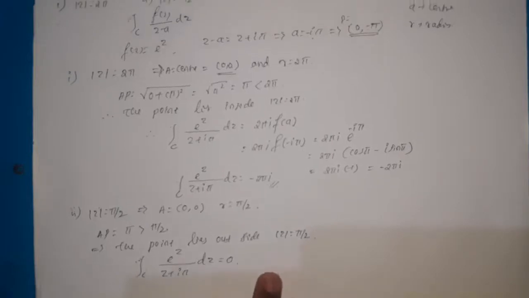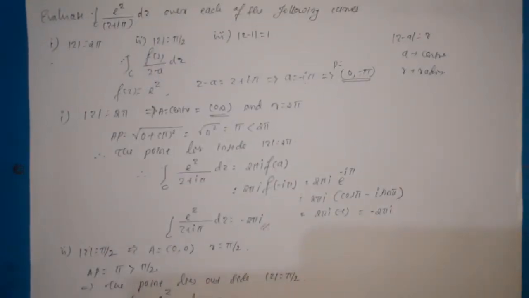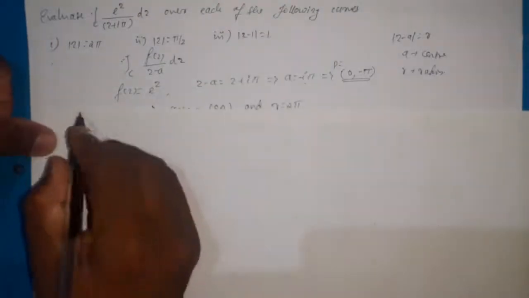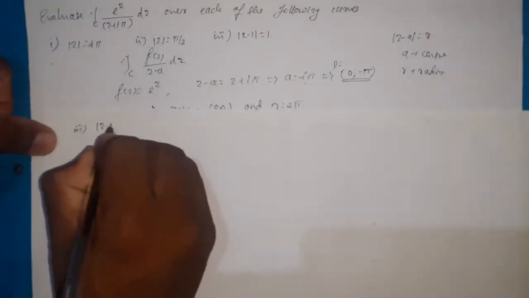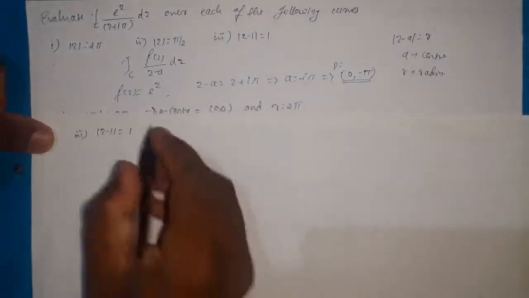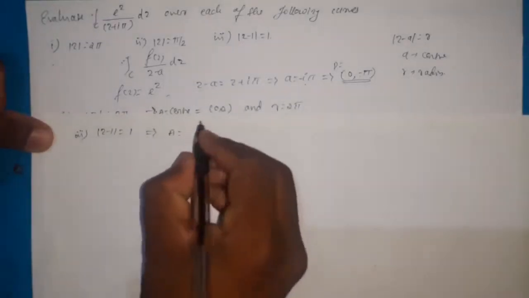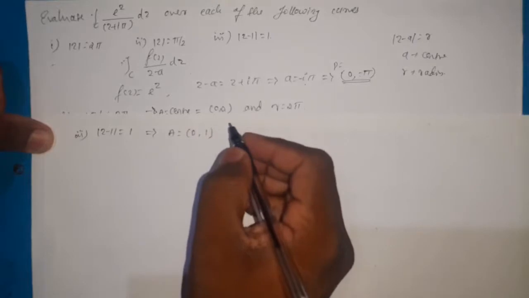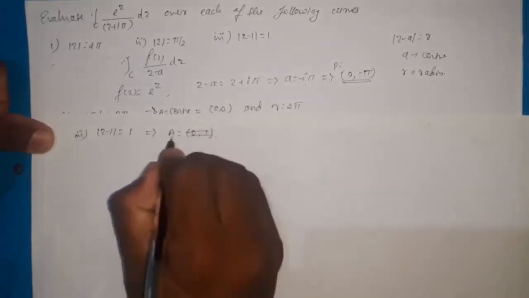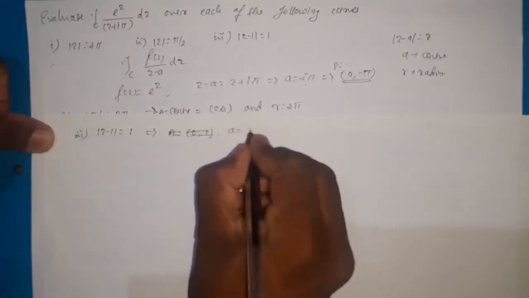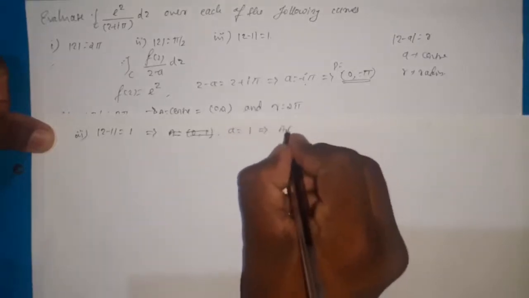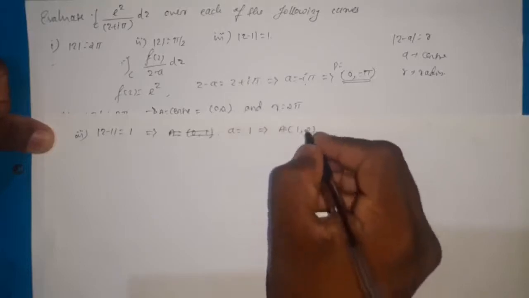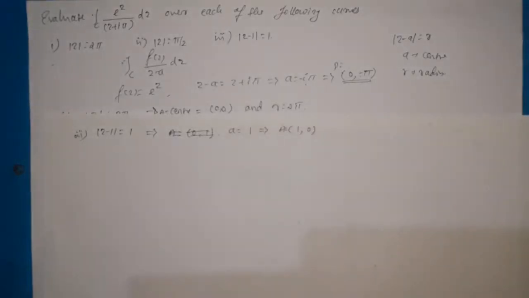And the last circle is mod z minus 1 equal to 1. Third one, mod z minus 1 is equal to 1. So for this circle, a is equal to what? 0 comma 1. Sorry, here a is equal to 1, it implies that capital A is equal to, the real part is 1 and the imaginary part is 0, that is 1 comma 0.